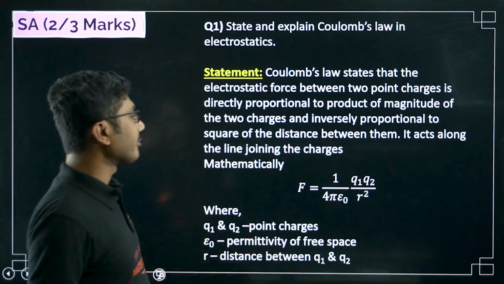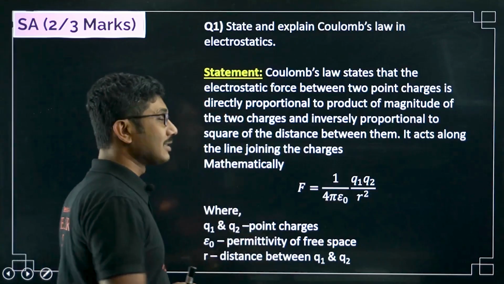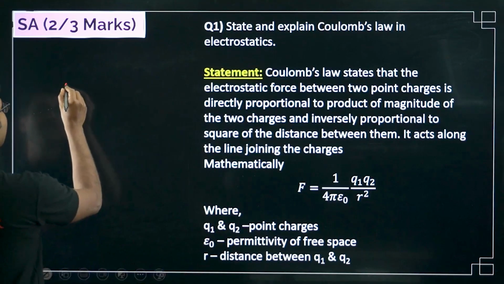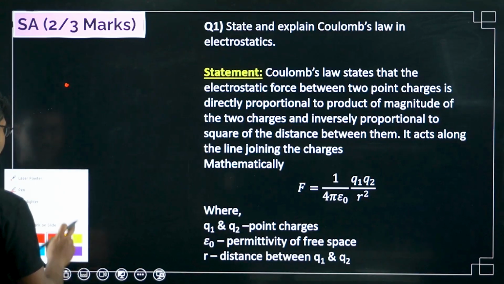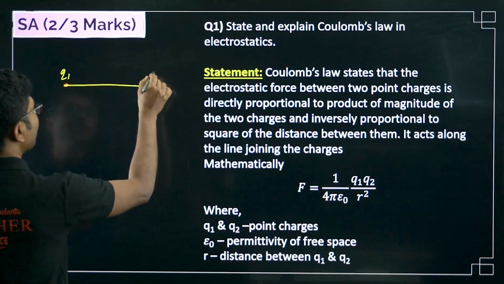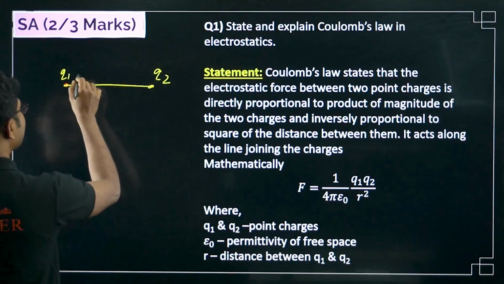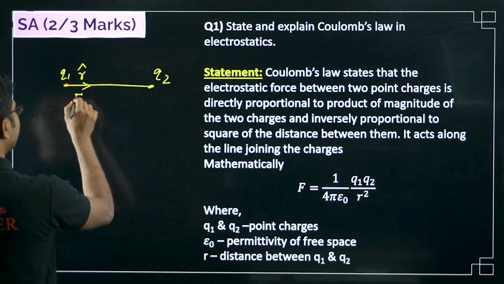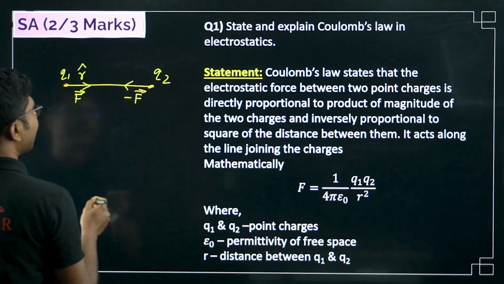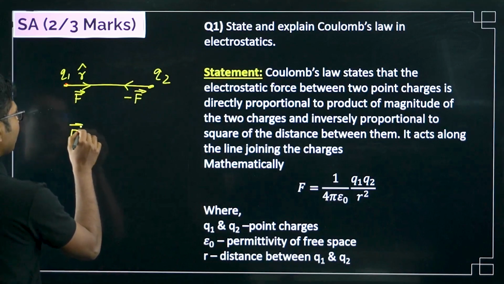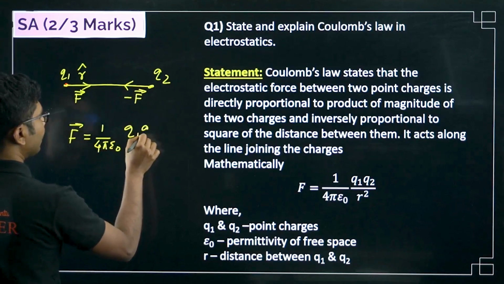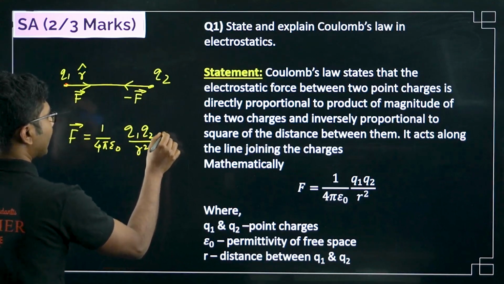State and explain Coulomb's law in electrostatics, 2 marker question, or they might ask you state and explain Coulomb's law in vector form. So in vector form, if they ask you the same question, how to modify the same answer: you have to show 2 charges, q1, q2, and you have to show that this is vector r cap, this is force F vector, this is force minus F vector, okay, and then you have to write the same thing, F equals 1 by 4 pi epsilon naught q1 q2 by r square r cap. So this is the vector form.